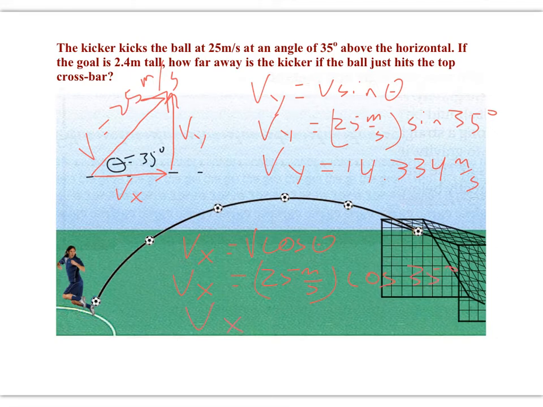Throw that in a calculator, and we will find Vx is 20.489 meters per second. All right. Once I have these components, I'm actually going to make a whole new picture to kind of help me work this through.